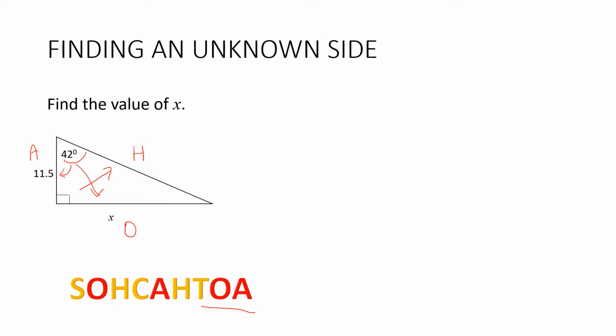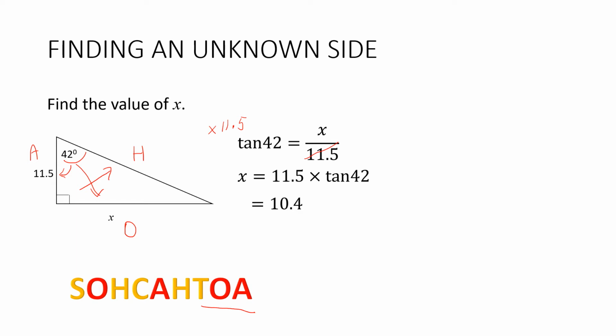Let's follow the formula. Tan 42 equals the opposite side, which is x, divided by the adjacent side, which is 11.5. Again, I've got a very simple equation to solve. I need to get rid of this divide by 11.5. I'm going to take it over the other side as its opposite operation. And I'm going to end up with x is equal to 11.5 times tan 42, into the calculator gives me 10.4.